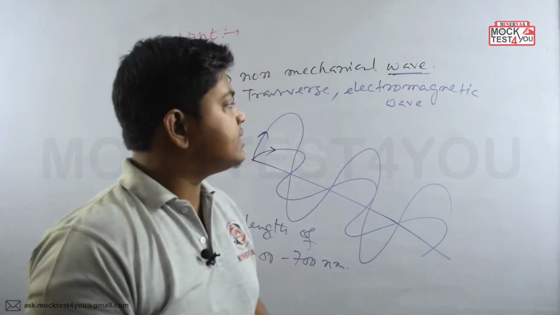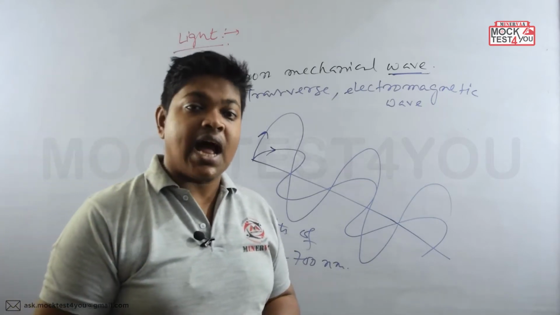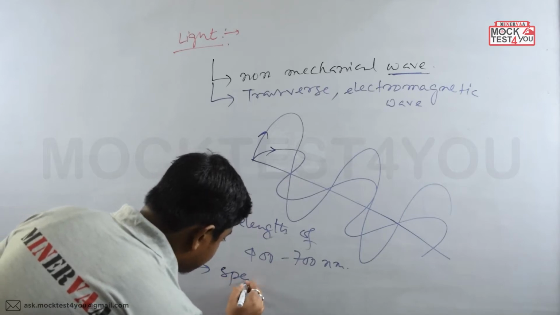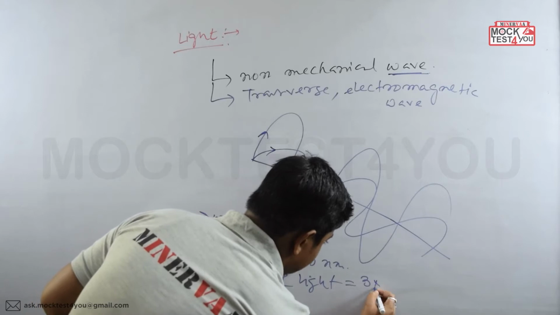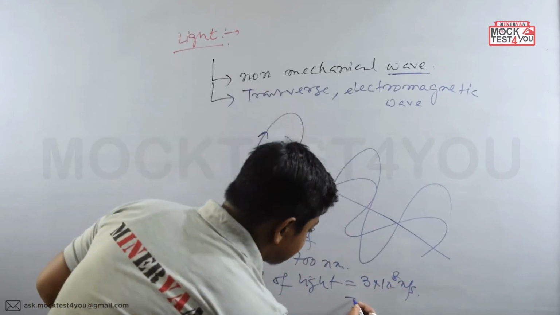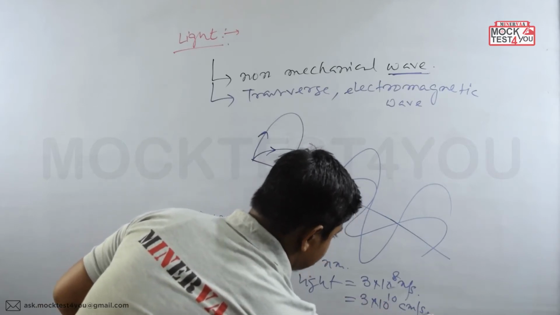Now if we draw the last property, that is the speed of light. Light speed in air or in vacuum is assumed to be about 3 into 10 to the power 8 meter per second, or you can say it has a speed of 3 into 10 to the power 10 centimeter per second.